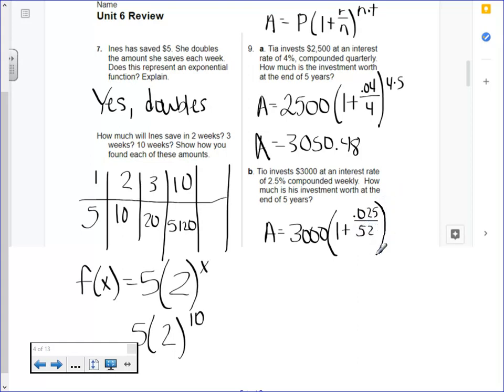52 weeks in a year. And he wants to know after 5 years, so you would end up taking 52 times 5. I would type it in just like that, but instead of taking 52 times 5, that's the same thing as 260. So I'm going to raise it to the 260th power. I'm going to go ahead and type this in. You guys do the same. We'll see if we get the same thing. That is correct.